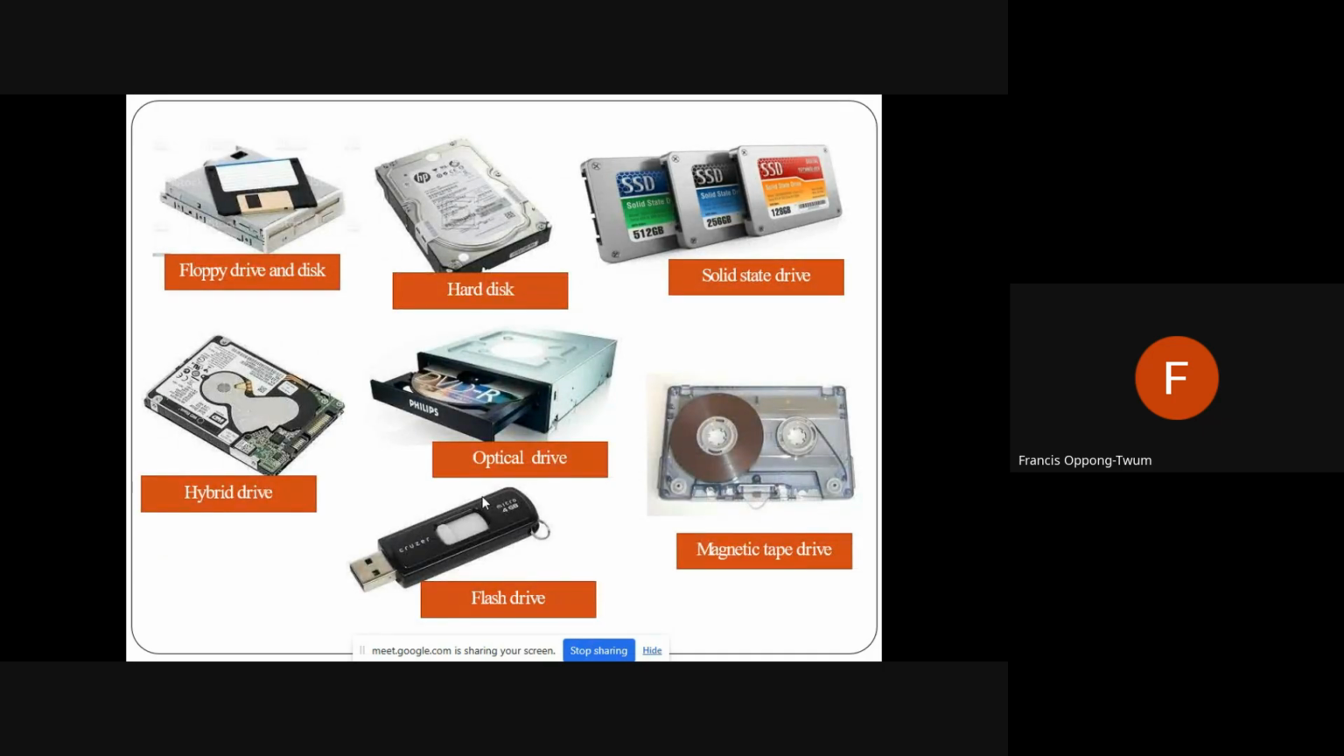You see that the first picture is showing you the floppy drive, and I think that one is out of market and we are no more using it. If you have used a floppy drive before, just let me know. Gone were those days. That was the pen drive that we all used to have. I think most of you have used the floppy drive before. Yes or no?